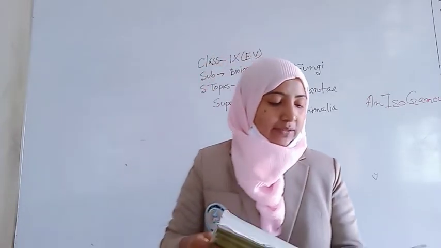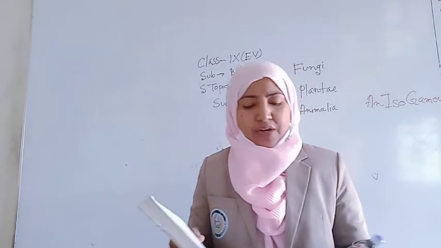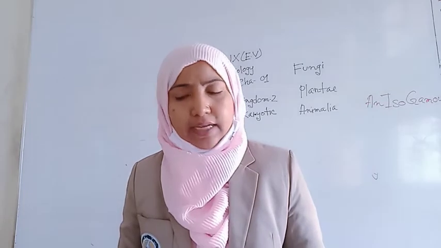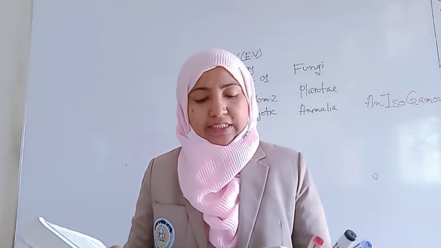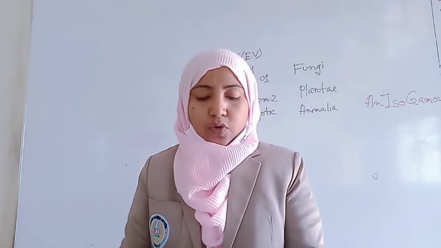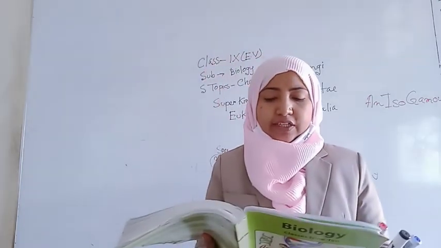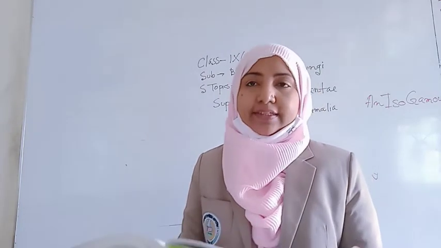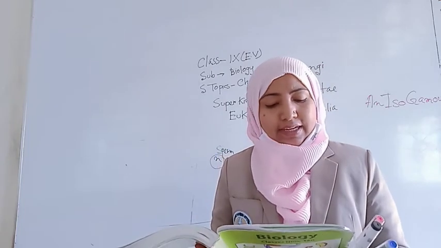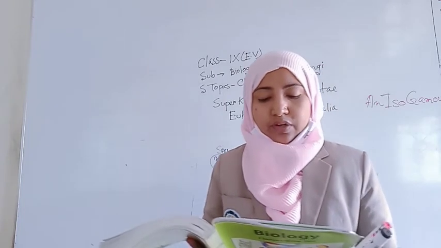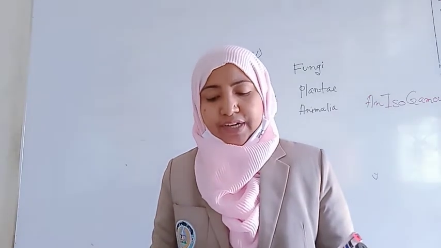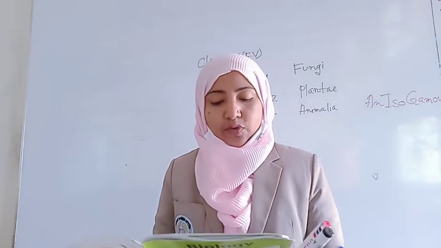My dear students, our next topic is 1.4, different steps of classification. In classifying organisms, codified units or ranks are used in taxonomy, which are called taxa. What is the meaning of taxa? In classifying organisms, codified units or ranks are used in taxonomy, which are called taxa.